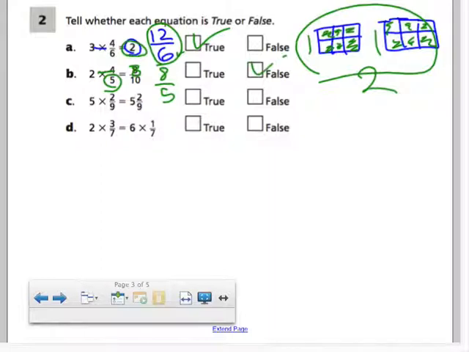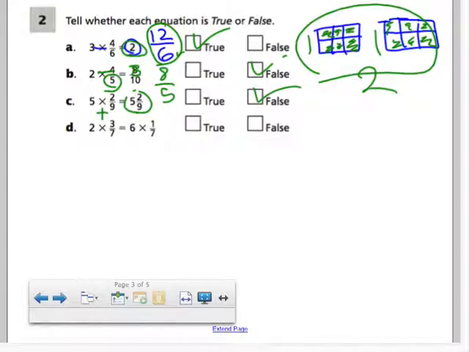How about right over here? 5 times 2/9 equals 5 and 2/9. No, that would be only if you were adding them together. But that's multiplication, not addition. So false again, I'm afraid.